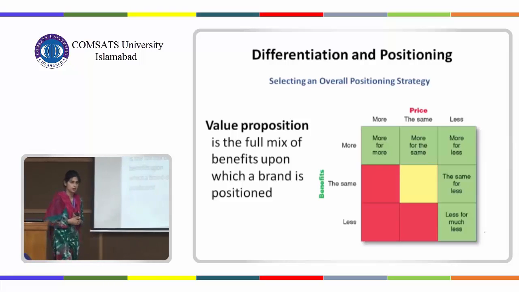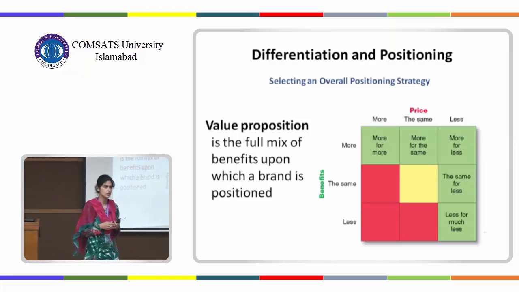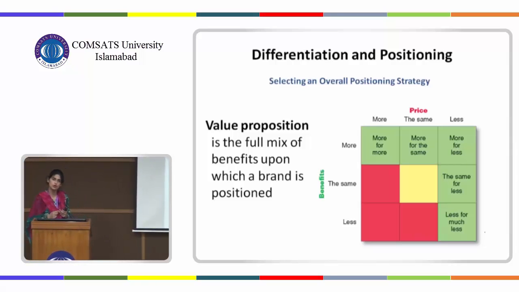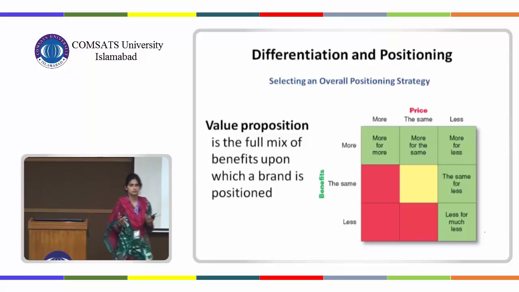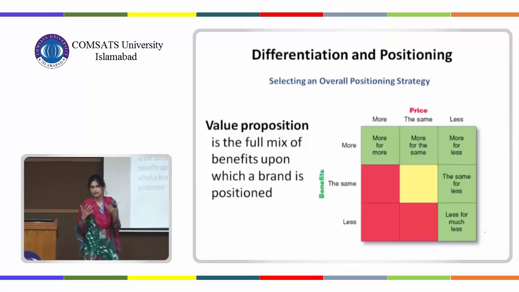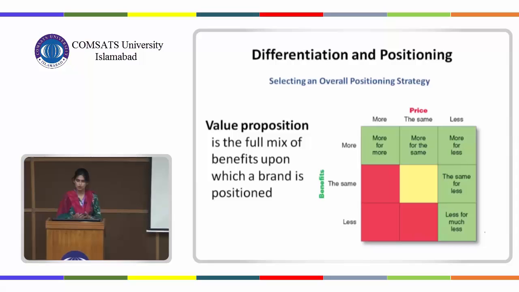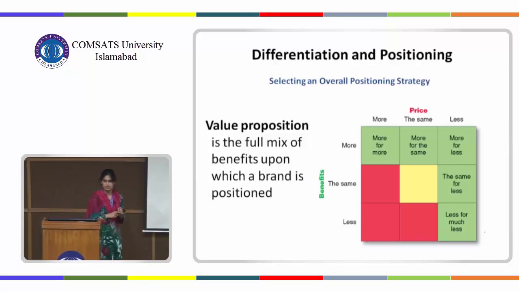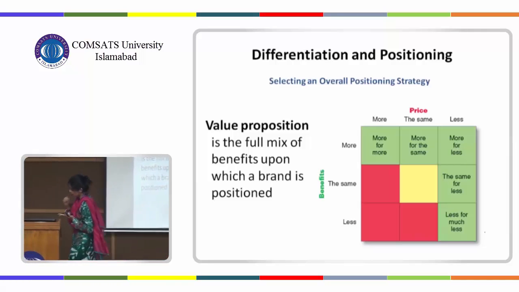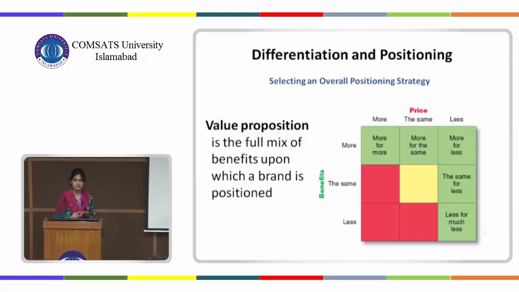Then we talked about value proposition. What value do you have to offer to your customer? And we started the value proposition grid here. So there were different strategies that you could adopt. You could go for more for more. More for more is a strategy where you charge more and you offer more. So that is true for luxuries, right? Then we went for more for the same. So the price remains the same, but the benefits are more, right? So more for the same is the price remains the same, but the benefits are more.